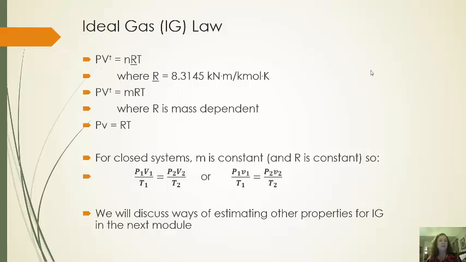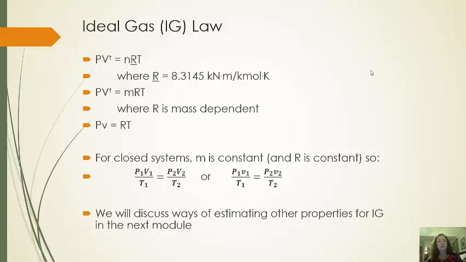So PV equals nRT is what we've kind of always grown to know and love. I call it PIV-NERT. Okay, and R is that ideal gas law constant. If you happen to be in SI units, then 8.3145 kilonewton meters per kilomole Kelvin would be the correct units for R. Now, I can, frankly, put this in mass. PV equals mRT, but then R is mass dependent. So I need to know what the molecular weight is of that molecule.